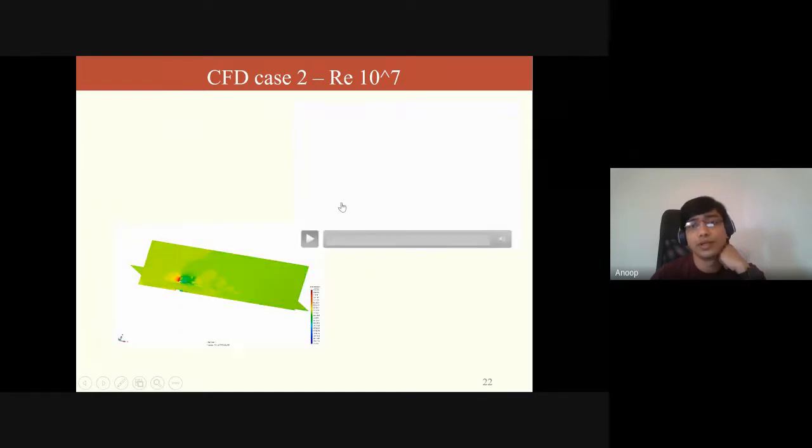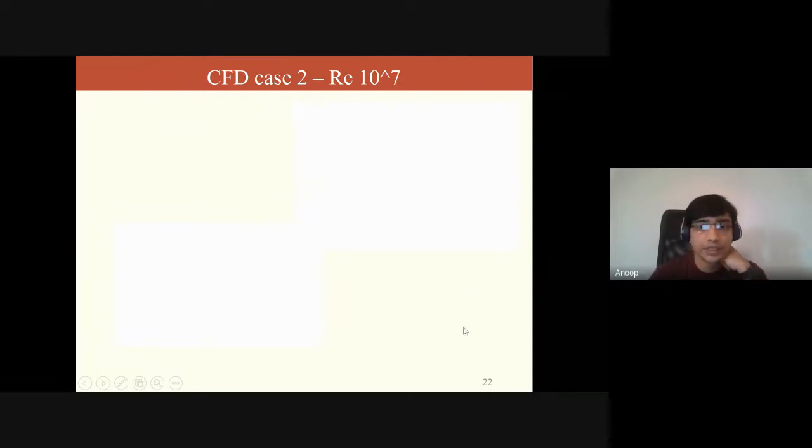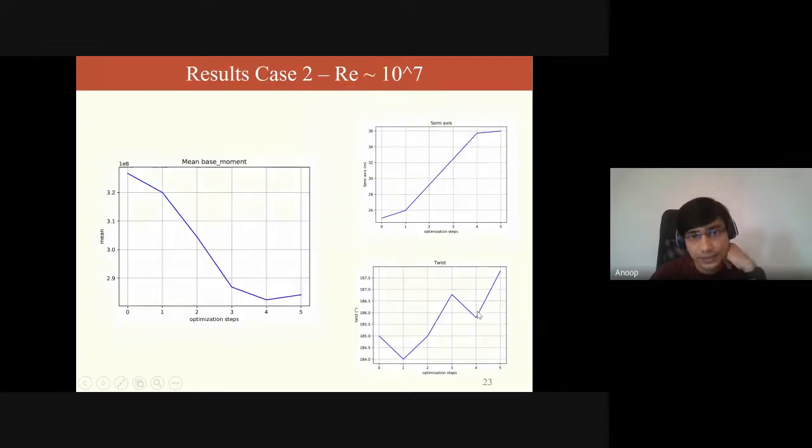Yeah, so we now have the high Reynolds number case. But here, for the optimization, for simplicity, I didn't consider the wind rose, so it was only one directional wind. And it has a very smooth reduction from 3.3 to around 2.8 in 5 optimization steps.